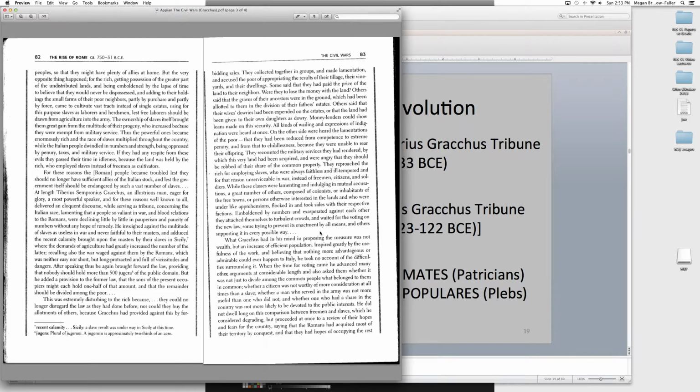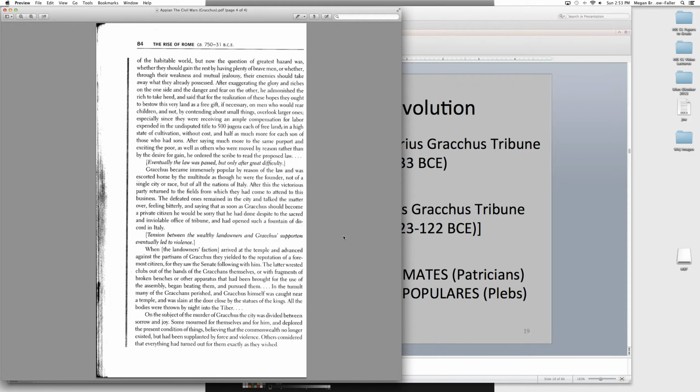Okay, so here we can see really where things are beginning to heat up, and you can go ahead and read this yourself. So in any case, you can see this is where he brings in the actual proposal for the land redistribution. And we see what I told you, that the law was passed. And here's the sort of violent end of Tiberius.